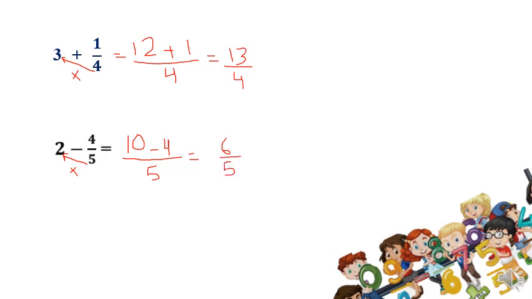So you can either make the whole number a fraction and make the same denominators and then perform the operation, or you can directly multiply the denominator of the fraction by the whole number and put them on the same denominator. If you have addition, you add. If you have subtraction, you subtract.